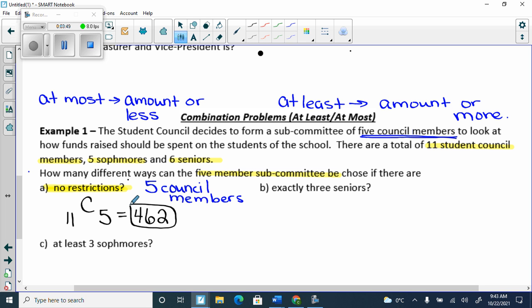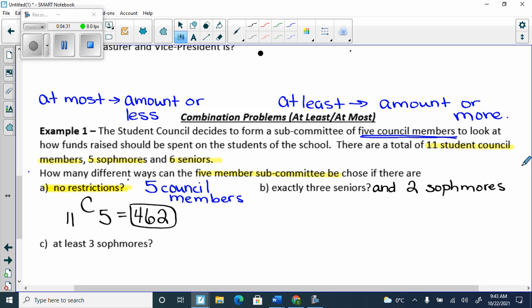Now the next one says exactly 3 seniors. What do we have to remember when it says exactly 3 seniors? We're choosing 3 seniors from seniors, yep. And how many need to be on our committee though? 5. So we need to have 2 sophomores. So even though it doesn't say that, we need to know that exactly 3 seniors is good, but I also need 2 sophomores. Right? You have to watch for that.